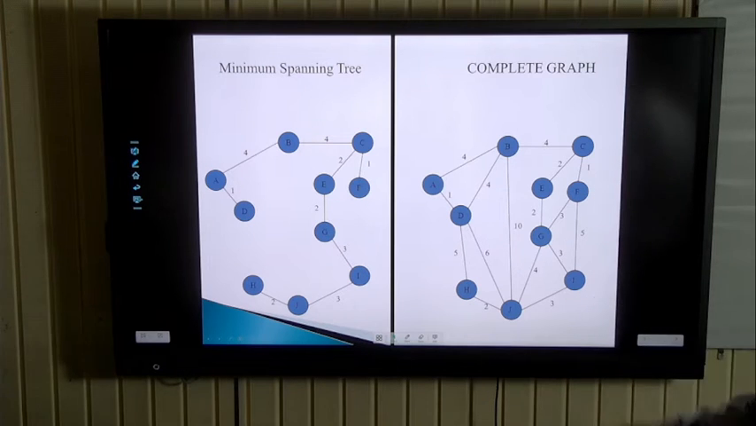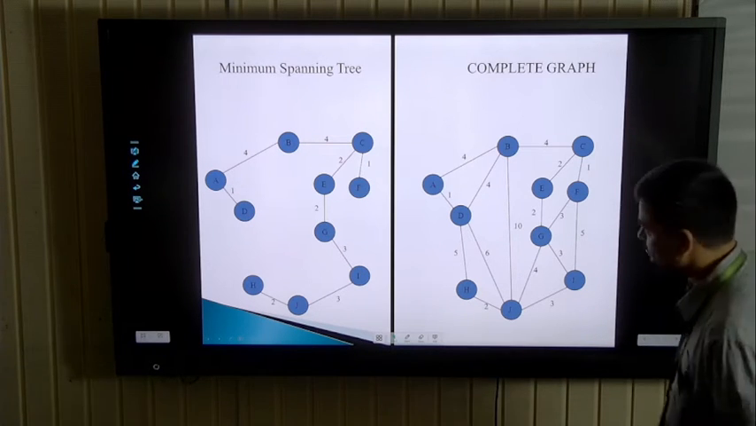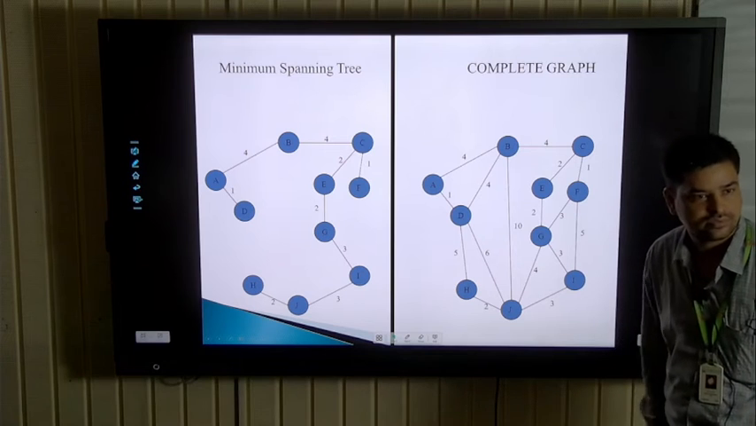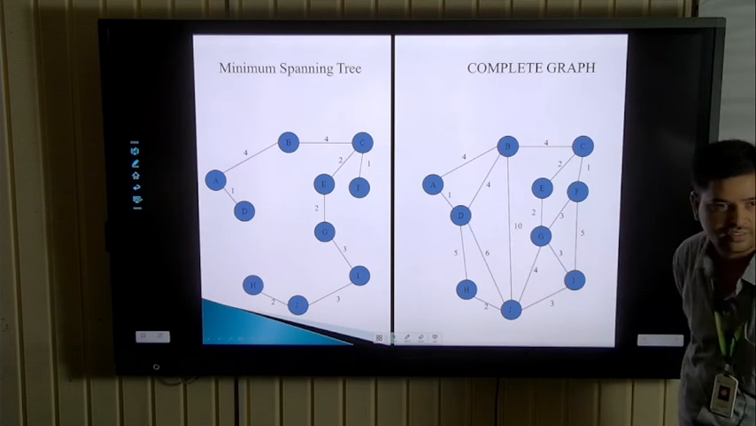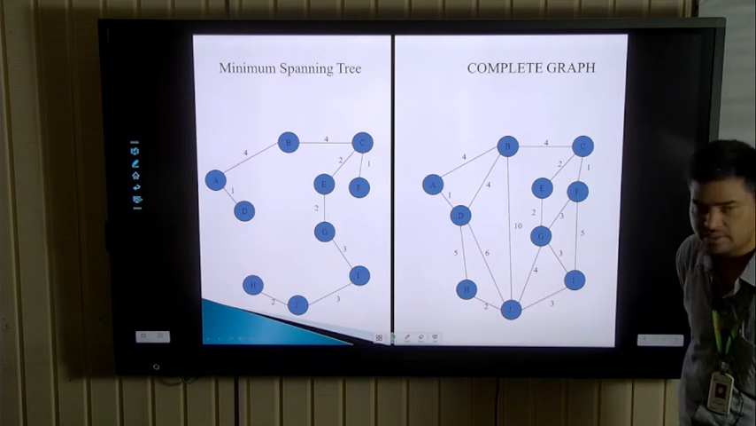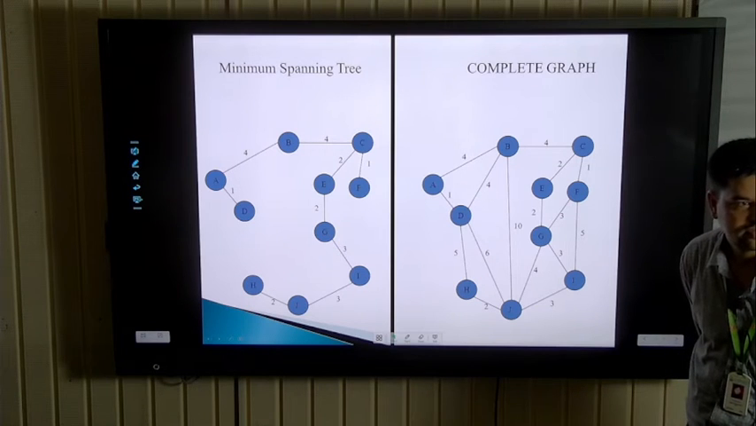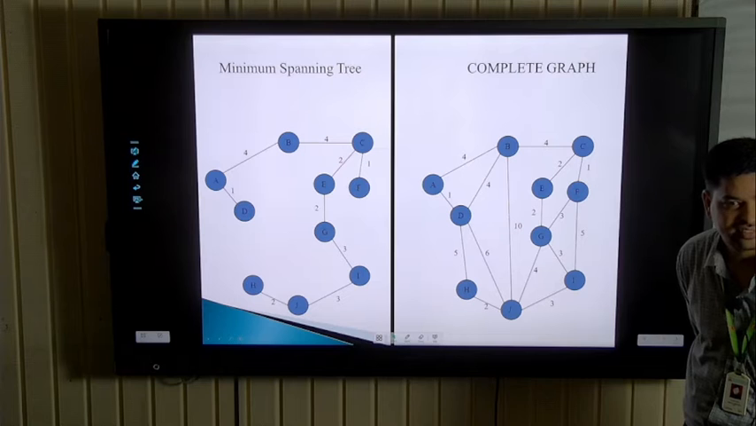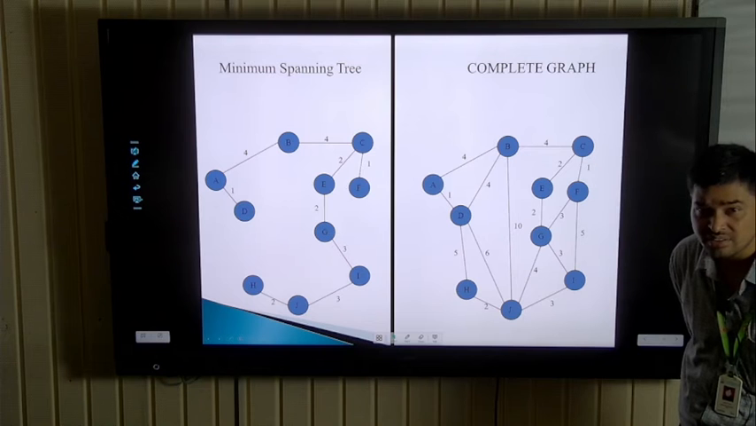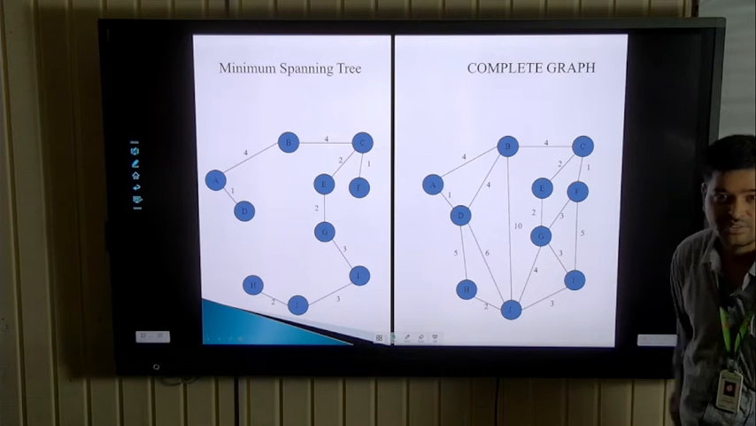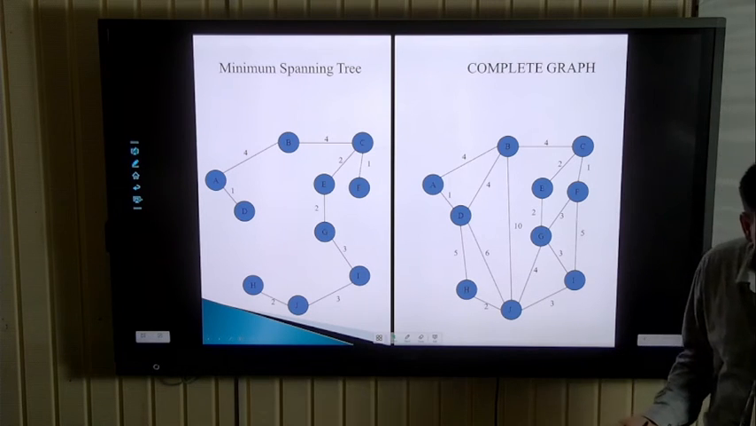This is your complete graph. How many nodes in the graph? How many nodes, Sachin? 10. So how many edges in a spanning tree? 9. Count it. How many edges? 9. It means your answer is right.